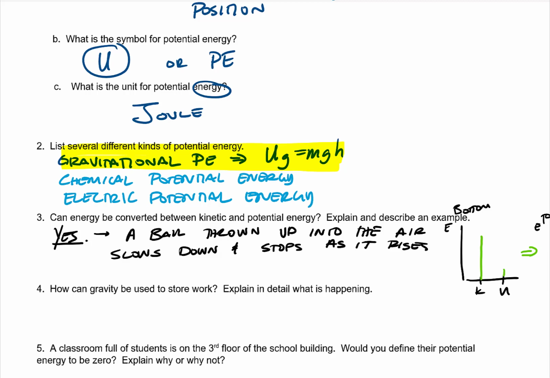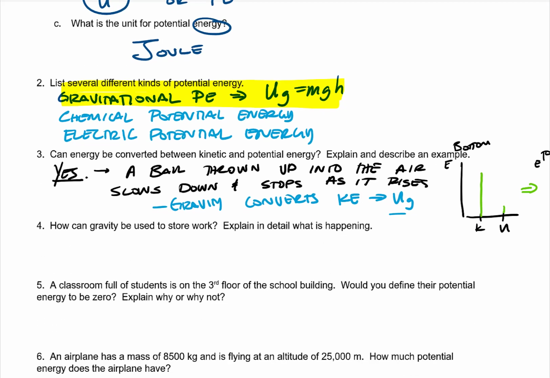And what happens here is that gravity is going to convert that kinetic energy into gravitational potential energy. Gravity is the force that changes it. We know we're losing kinetic energy because we are slowing down, and we know we're gaining potential energy because we're getting higher. How can gravity be used to store work? By lifting an object.